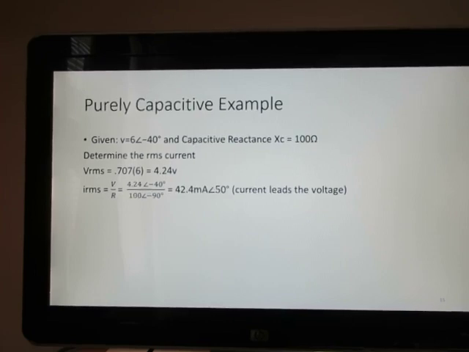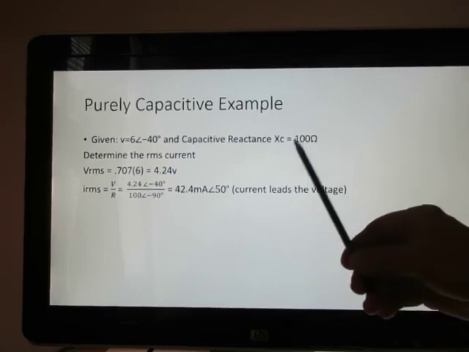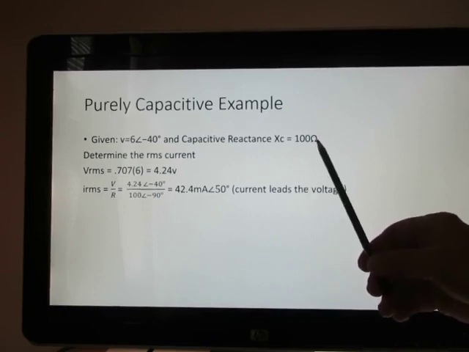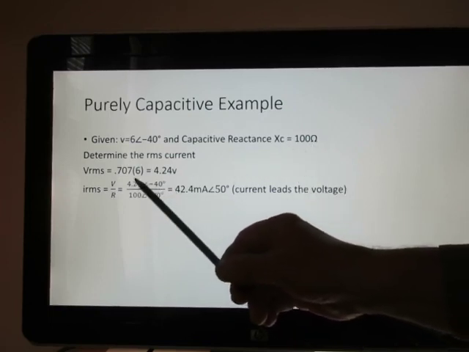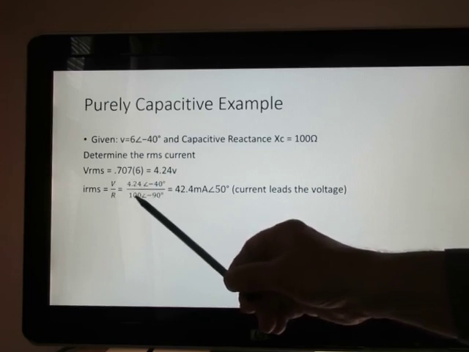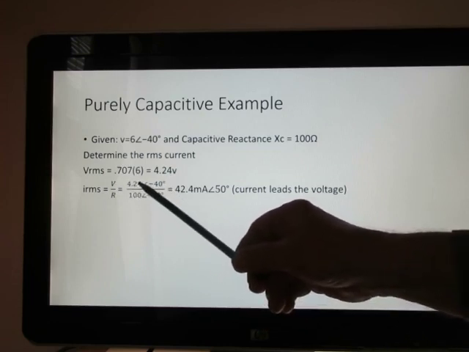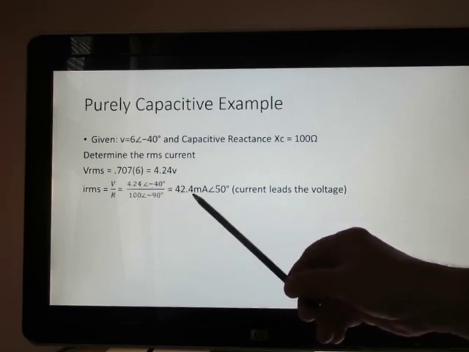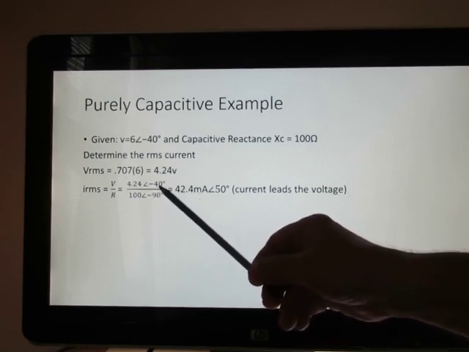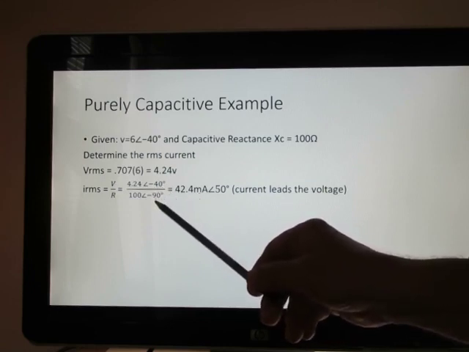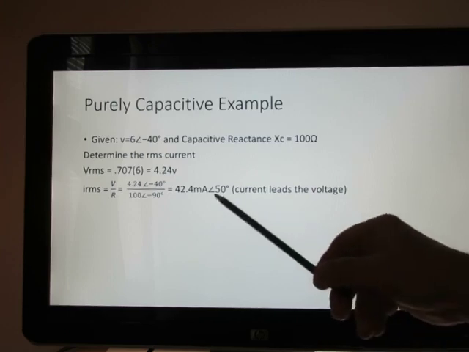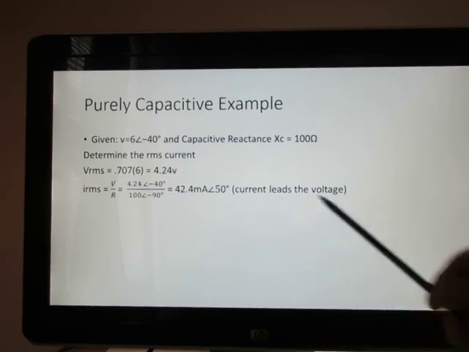And here's another example using a capacitor. It's already given us the value in capacitive reactance, and we got the RMS voltage, voltage divided by resistance. 4 divided by 100 gives me 42.4 milliamps, and I get minus 40 minus negative 90, and that gives me a positive 50. Current leads the voltage.